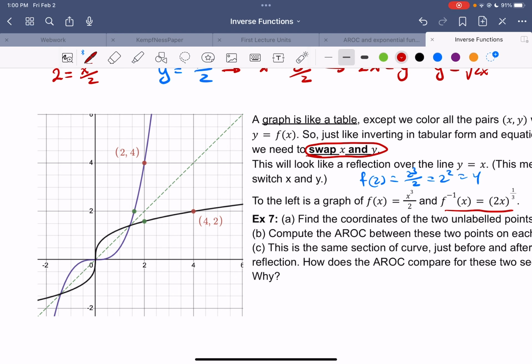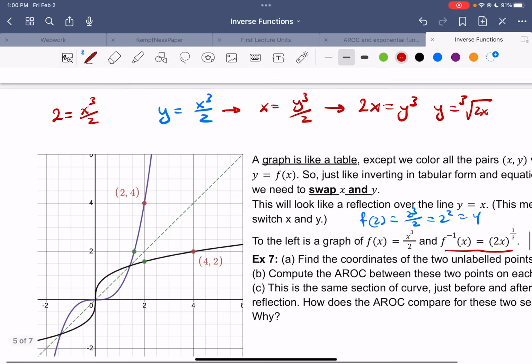So this idea of swapping who's x and who's y, that's one way to think of what an inversion is. You just swap x and y. It's not the most enlightening on how it all works out algebraically.